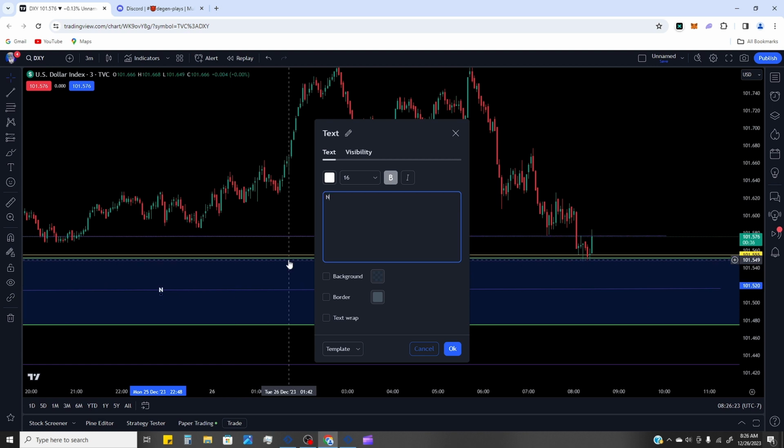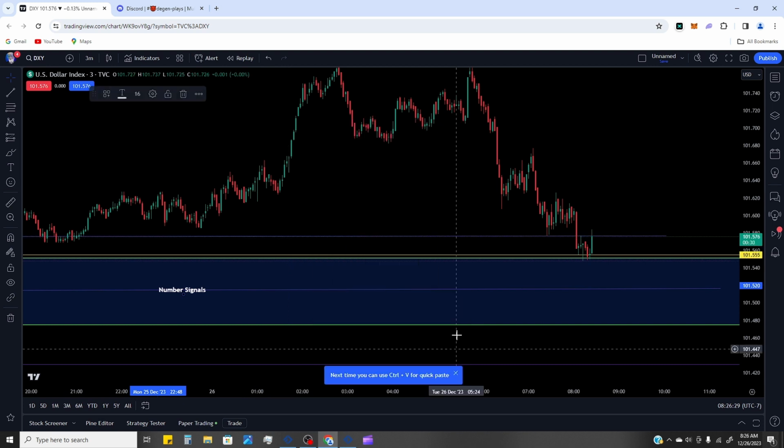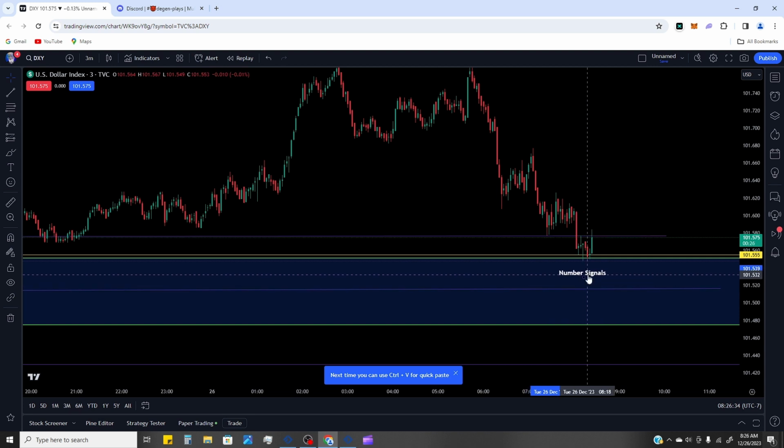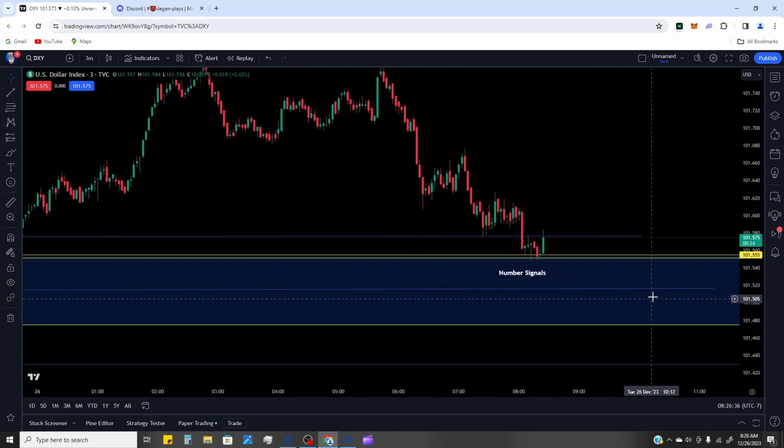We're looking at the number signals. These are signals, just like if you were in a paid signals group and it'll tell you where to go long or where to go short, the chart is giving you the same signals, okay? Very specific. Look at that, 101.555. The chart is pumping right off of that number.